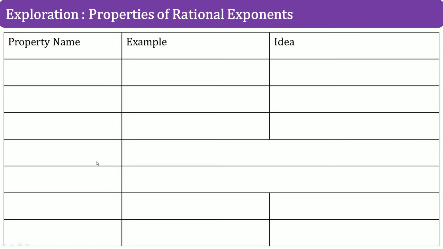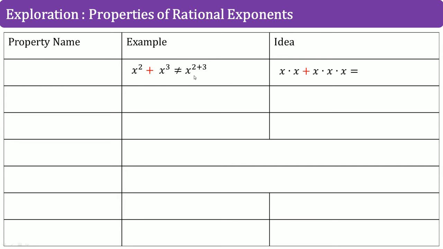All right, we'll start off with an exploration of the different properties of the rational exponent. The property's name is going to be in one column, the example, and then the idea. So an idea here: what if I have something like this? x times x plus x times x times x. Here, with that plus, you can't really do anything to it. So the x times x just becomes x squared, and the x times x times x is x cubed.